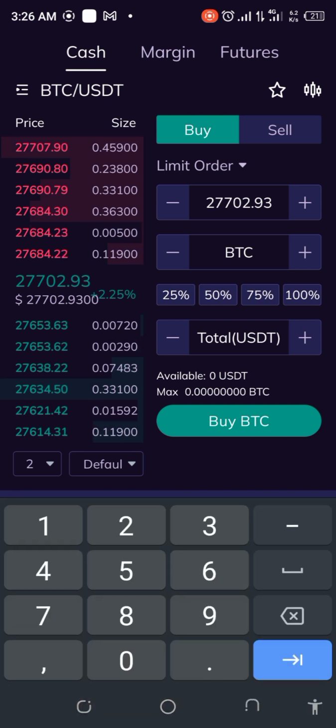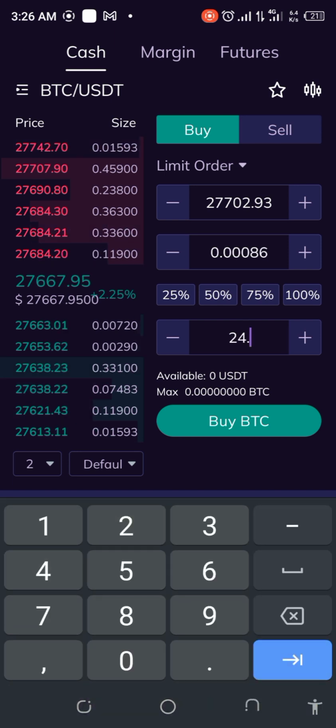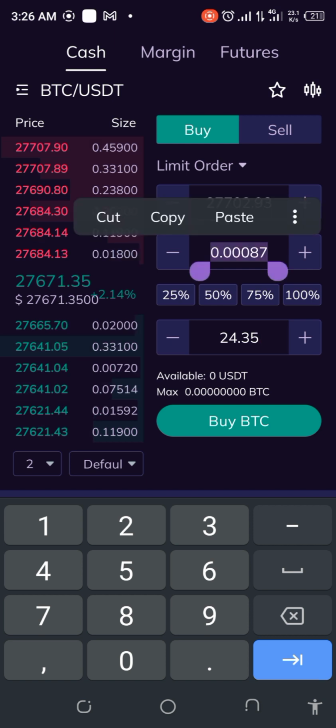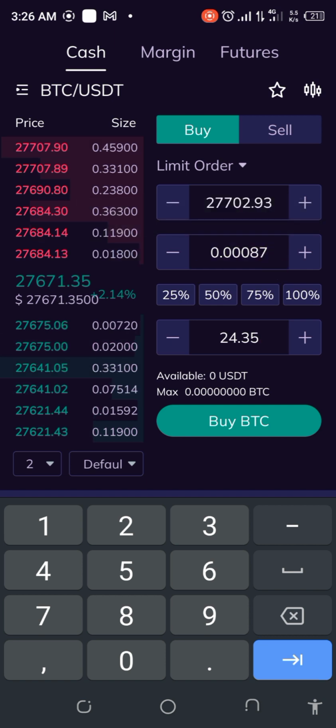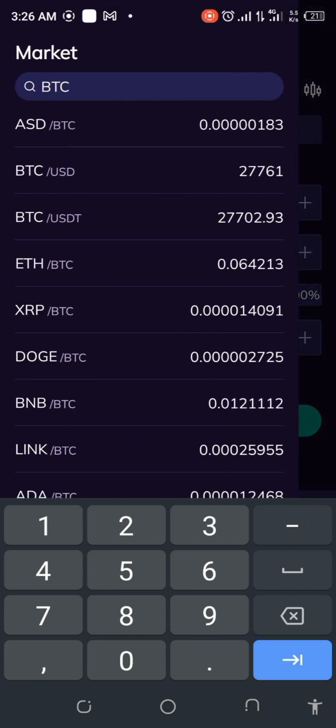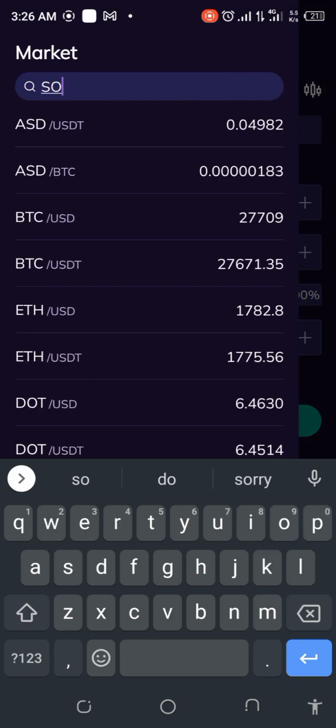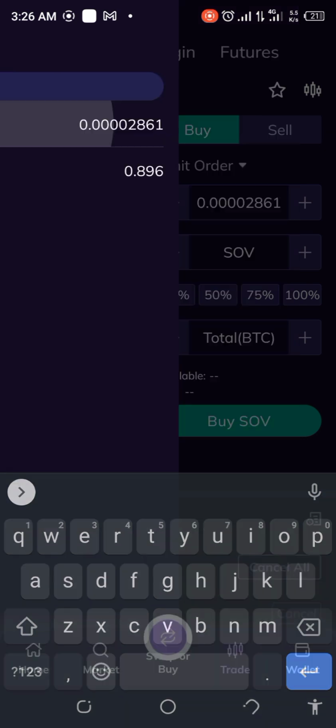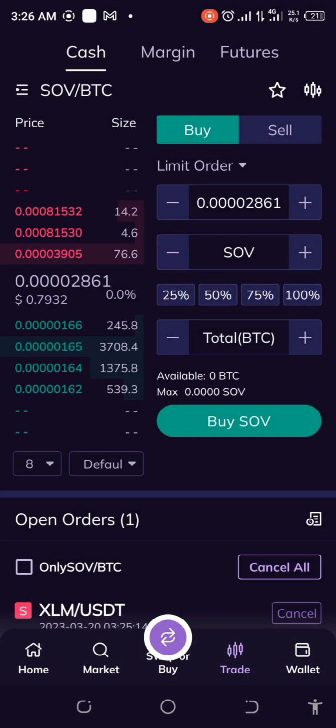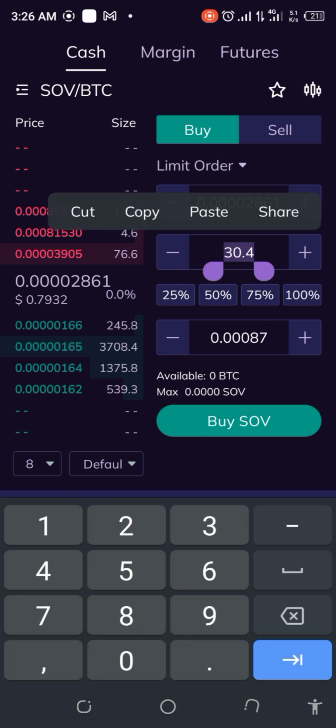What I want to use is 24.37. Let me just make this 24.35, since it may not pick up everything. So let's go ahead and simulate that. I'm going to get this amount. Let's copy that and check for the other coin, the SOV BTC. So let's go buy that. Let's put in the BTC here, and then we'll get 30.4. Go ahead and do that.